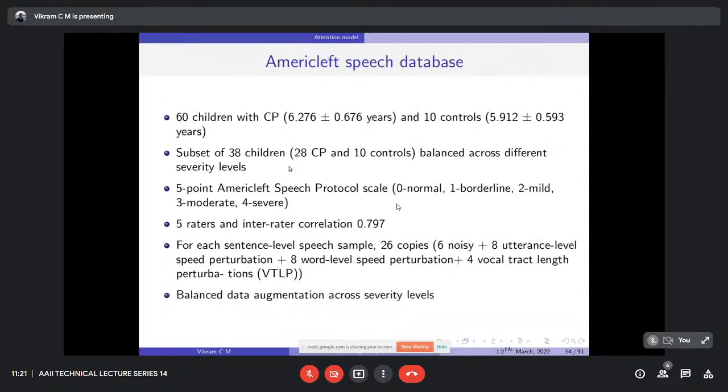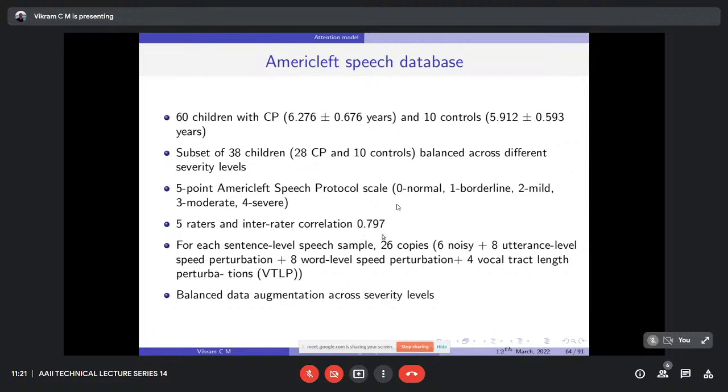This is the speech database, and here we also used a different database, the AmeriCleft speech database. It has 60 children with cleft palate and 10 controls, and it is a one-to-one mapping here. That means the model itself is trained on the labels of the clinicians. Since we have 5 different raters, we calculated the inter-rater correlation, that is, how much correlation there is from one rater to another, which should come out as a very good value.